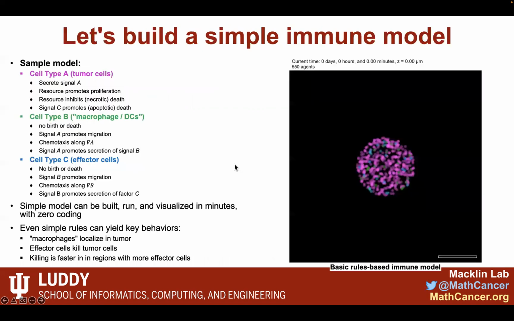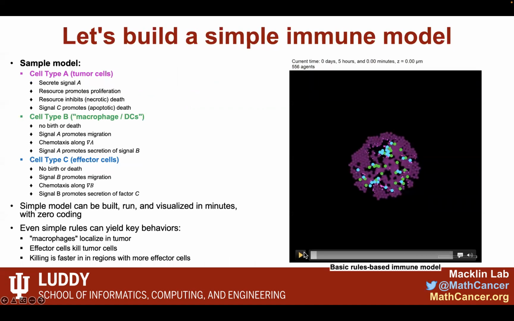So really very simple, right? But here's what we can do. Let's suppose cell type A is tumor cells, and they just secrete, say, tumor antigens, shedding molecules into the environment, and they consume a resource, and that resource correlates with cell cycle entry. So the signal resource increases cell cycle entry, and then the resource, say oxygen, inhibits necrotic death. And then we'll get to signal C in a moment.